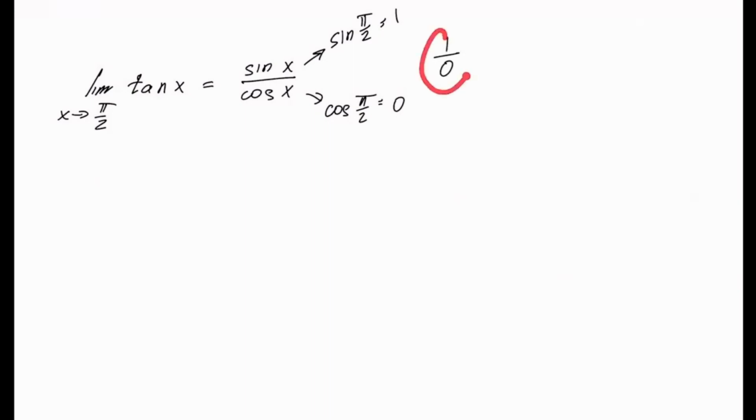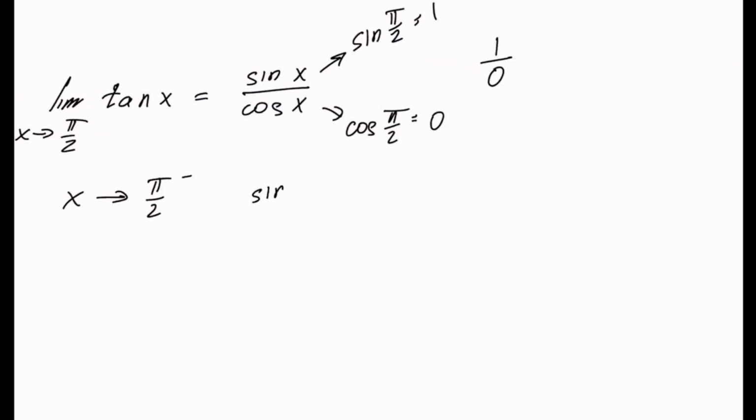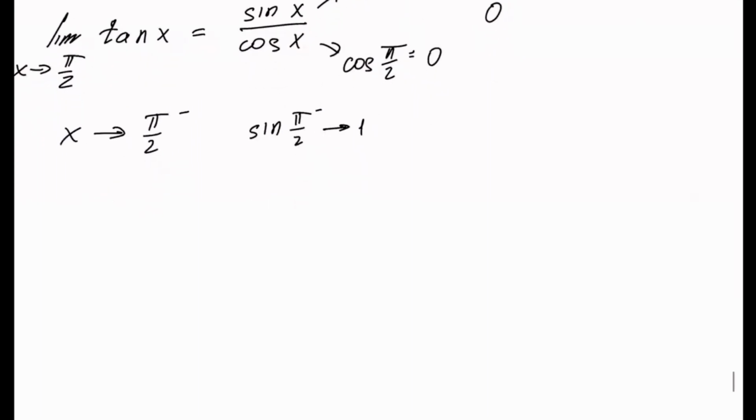In this case, this is not an indeterminate form. That means that you don't need to manipulate the function to find the limit. That means that you don't actually have a limit as a single value. You have an infinite limit here. So from the left, as x approaches pi over 2 from the left side, sine of that pi over 2 from the left side is going to approach 1, still a positive value.